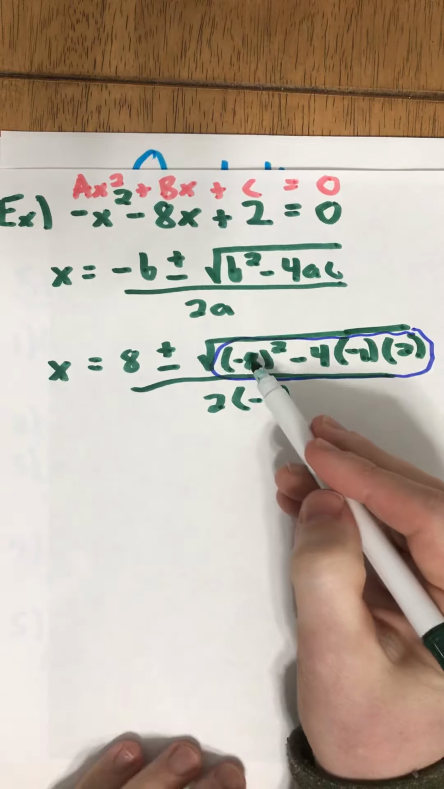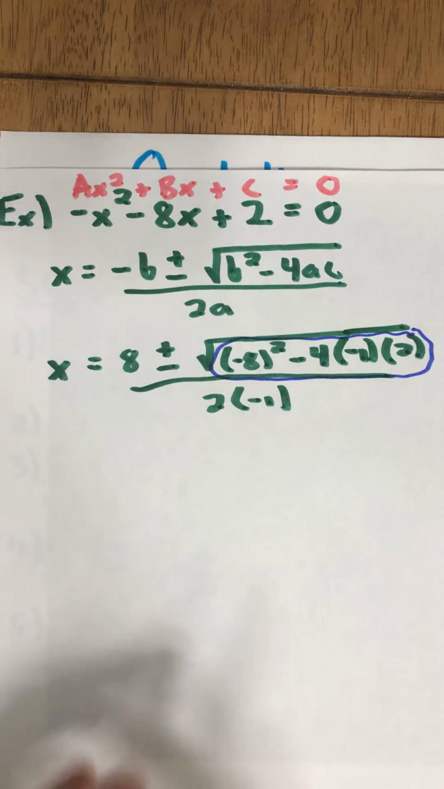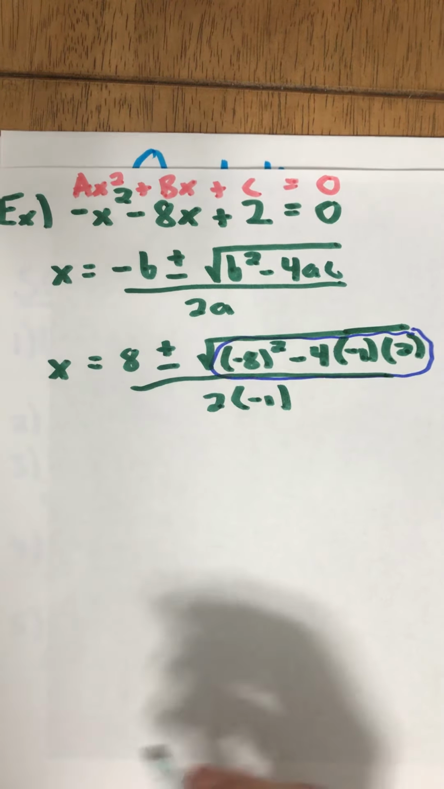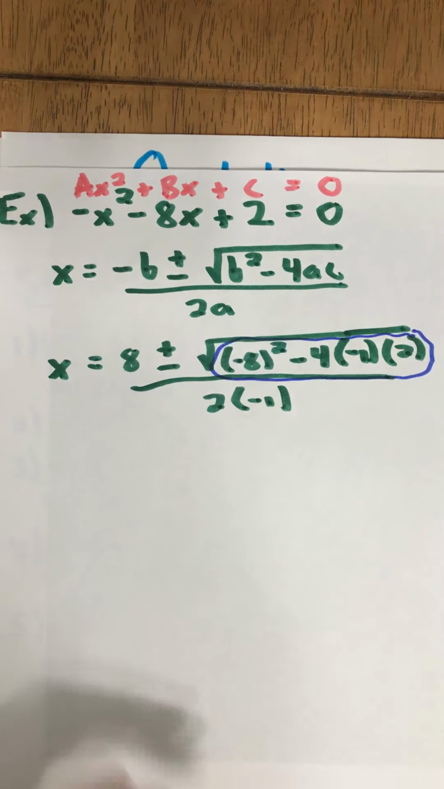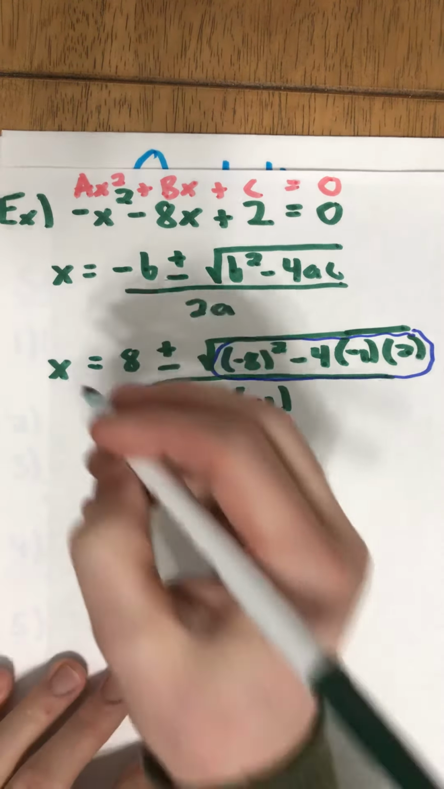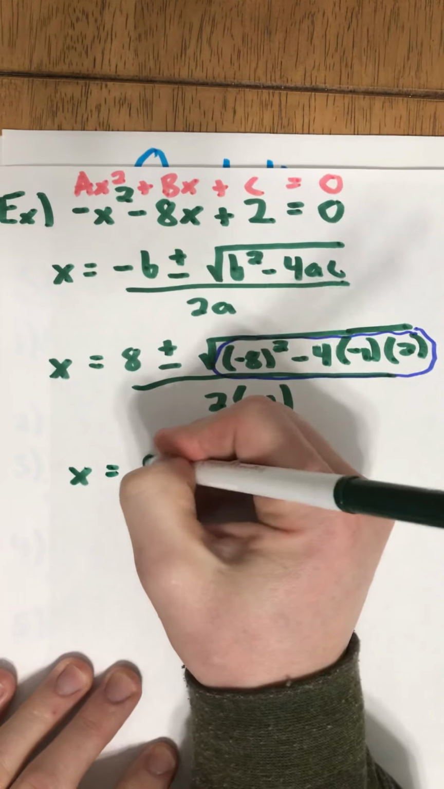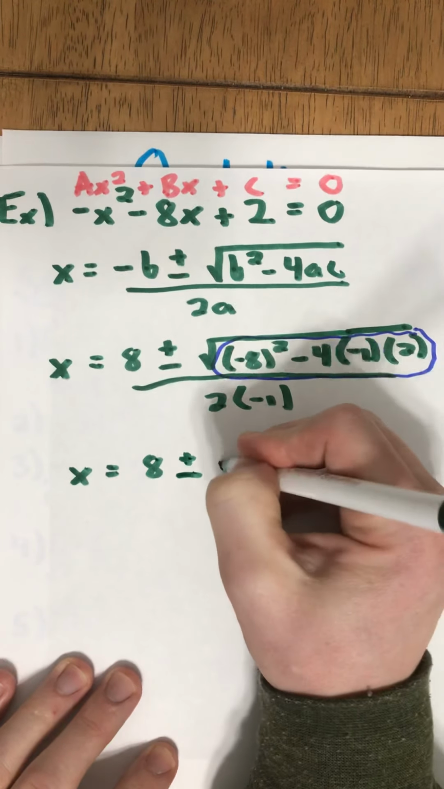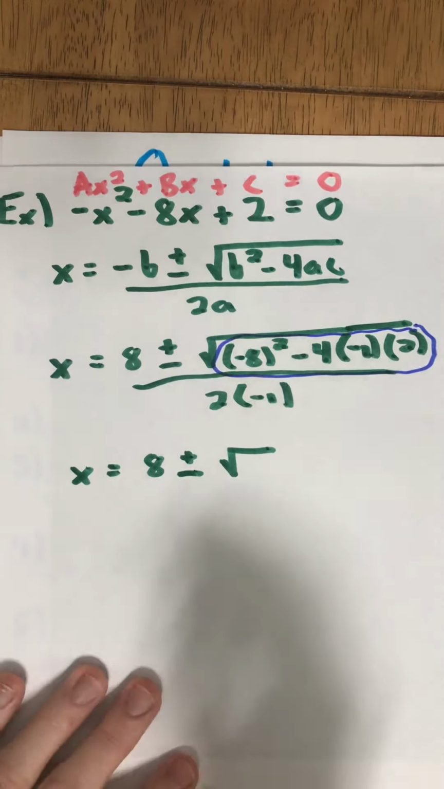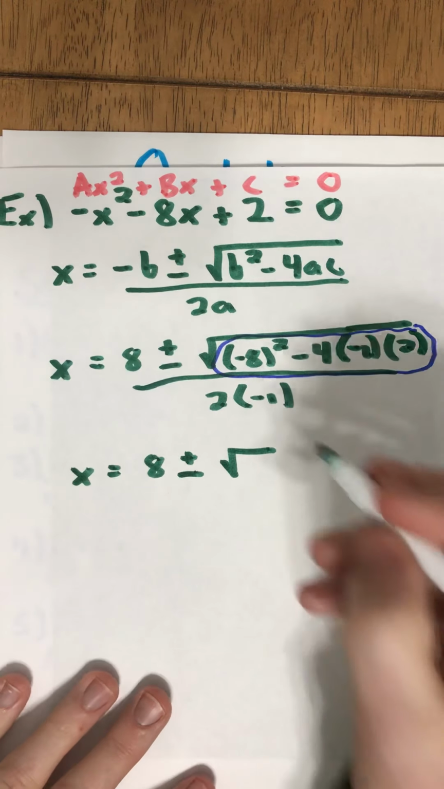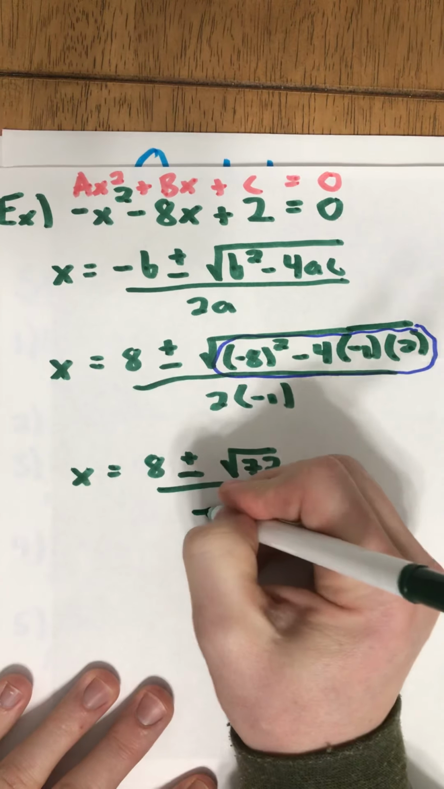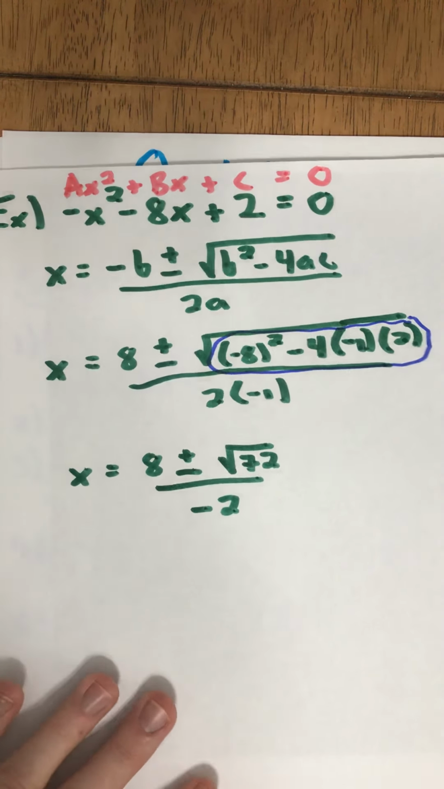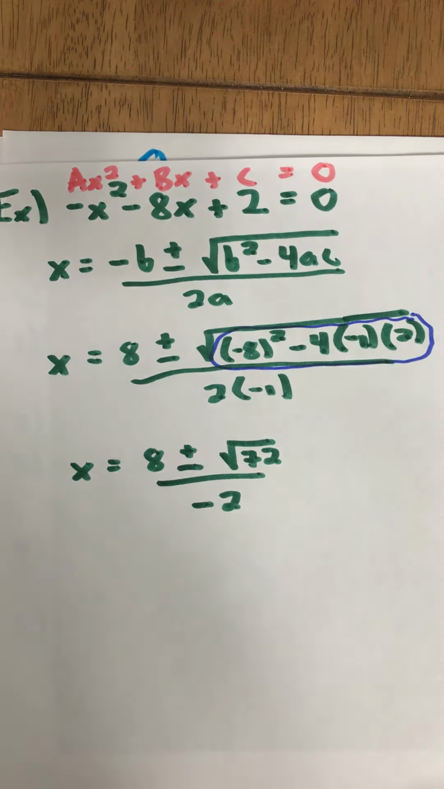You're going to type into your calculator, -8 squared. Make sure you're putting parentheses around that -8. Minus 4 times -1 times 2. Just put that right inside your calculator. And if I'm doing this correct mentally, we're going to get 8 plus or minus the square root of 72 divided by -2. All right, now this one's a little bit more complex than the last one.